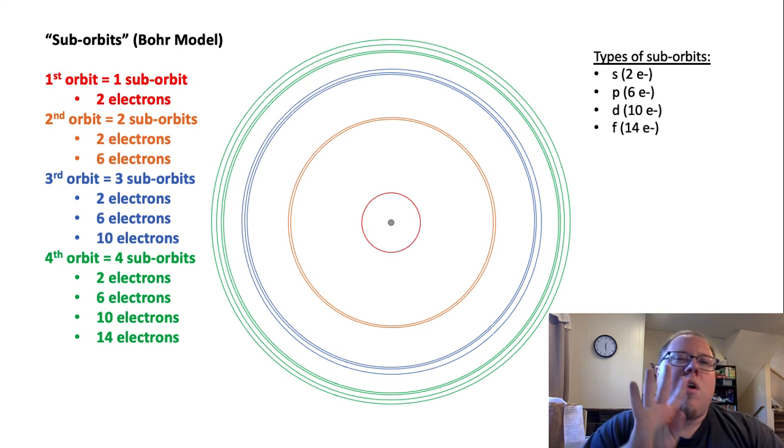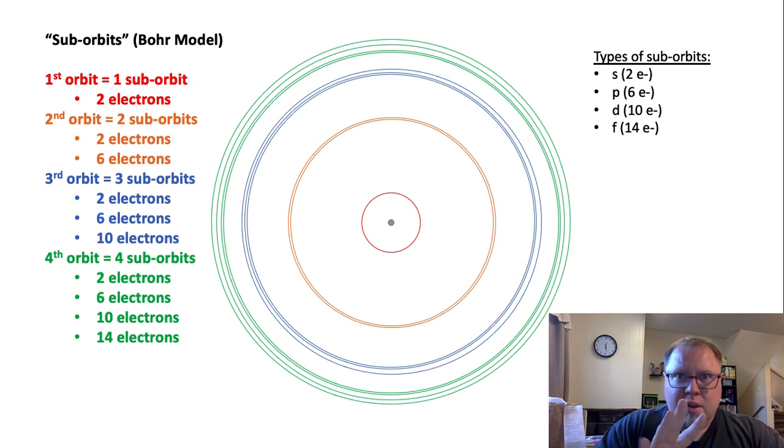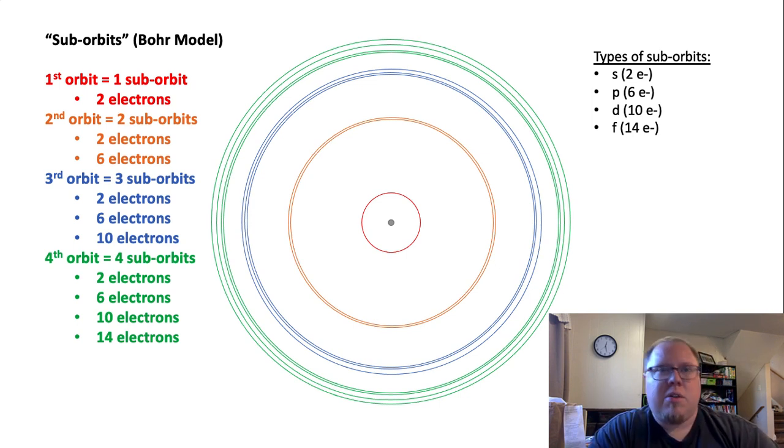Now, there are 4 types of suborbits. They actually have names: S, P, D, and F. We gave them letter names. Each suborbit can hold a different number of electrons. So an S suborbit can hold 2 electrons. A P suborbit can hold 6 electrons. A D suborbit can hold 10 electrons. And an F suborbit can hold 14 electrons.